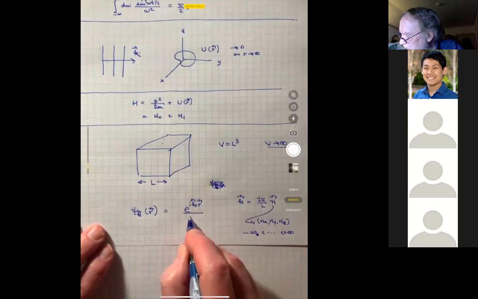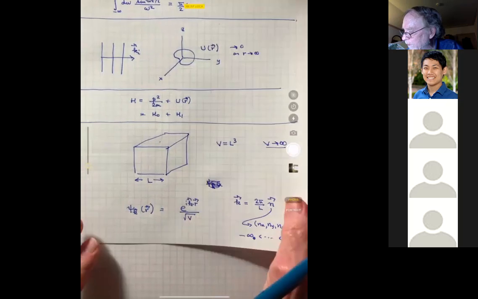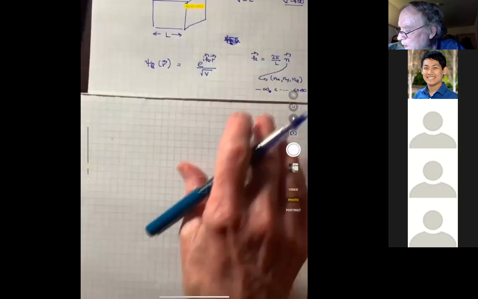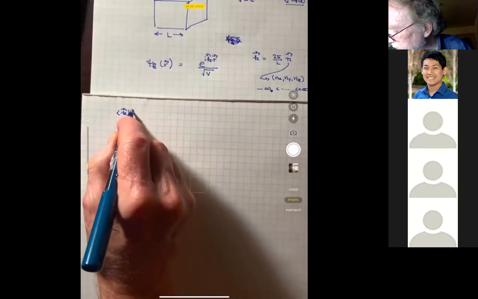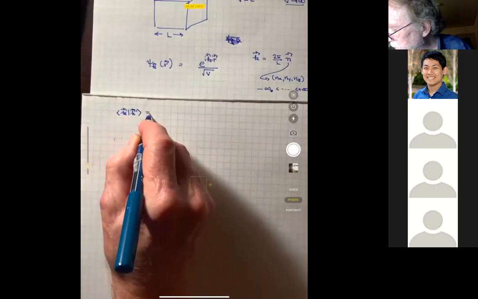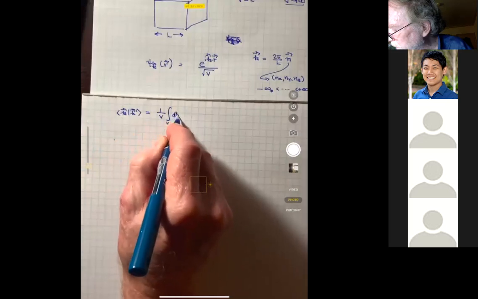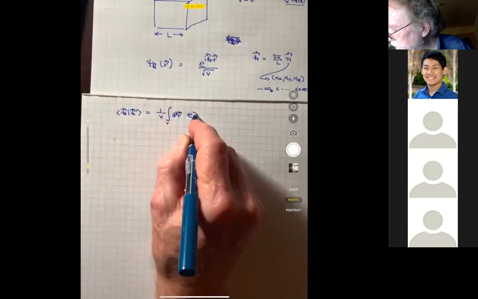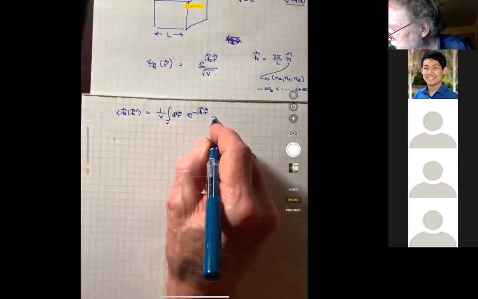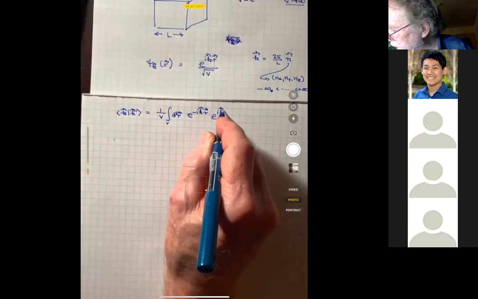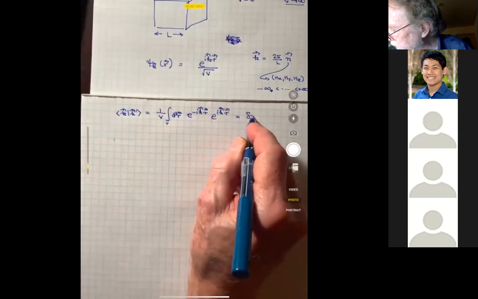If we do this, we need to divide this wave function by the square root of the volume of the box if we want to normalize it over the volume in the box. That means that the scalar product of k with k prime is equal to 1 over volume V, the integral over the volume V, d cubed r of e to the minus i k dot r times e to the i k prime dot r. And this is a Kronecker delta in k and k prime.